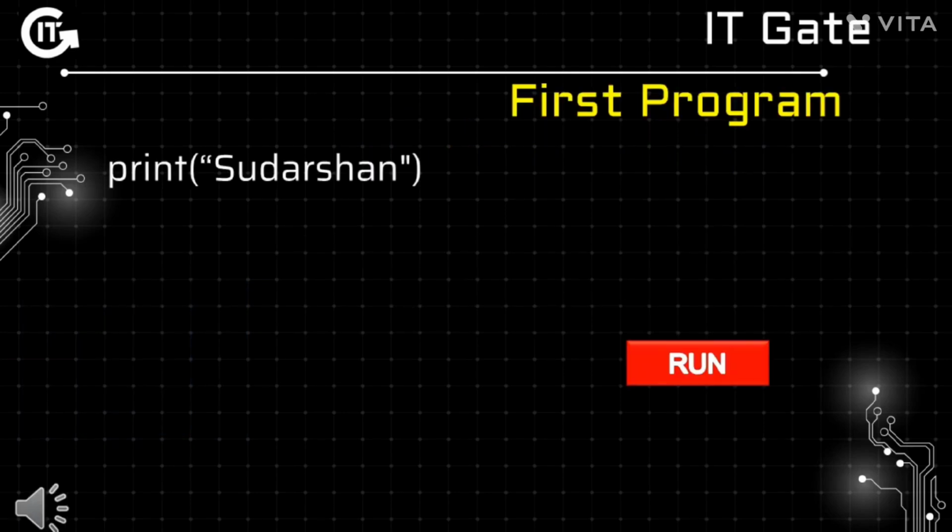Now let us write and run our very first Python program. In the code you see on the screen, the word print is a built-in Python function. It is used to display whatever you give inside the brackets. Inside the brackets, we have written Sudarshan within double quotes. This is called a string and it simply means text.